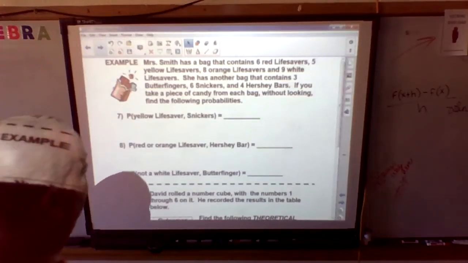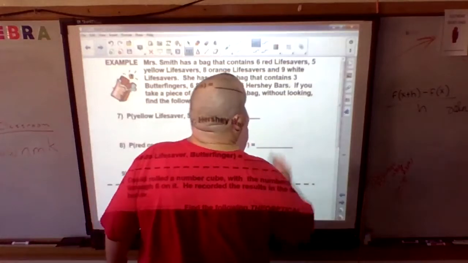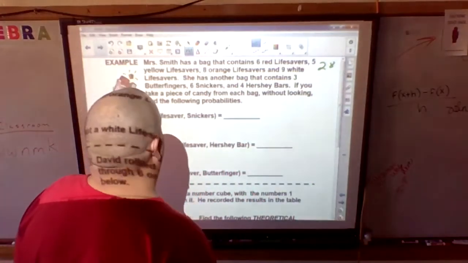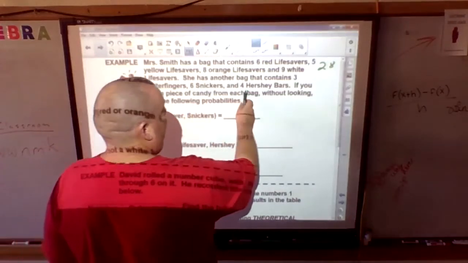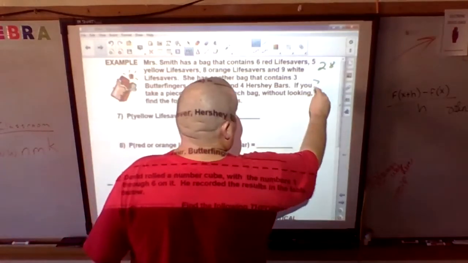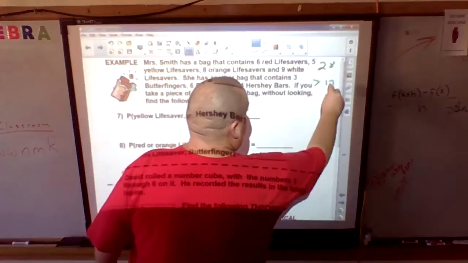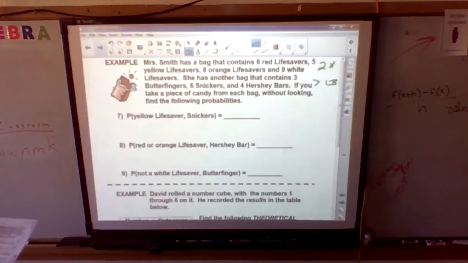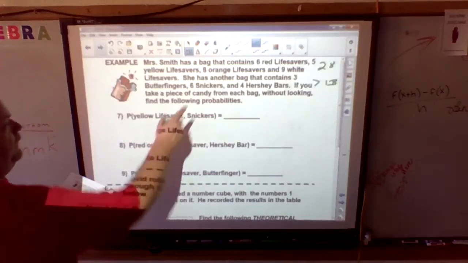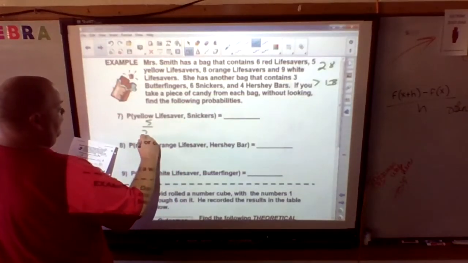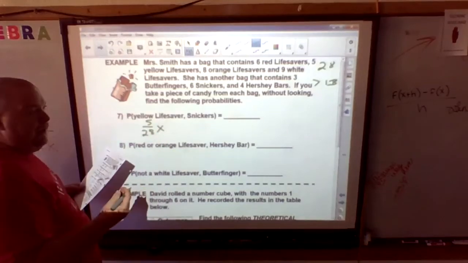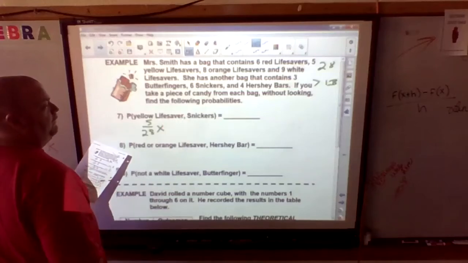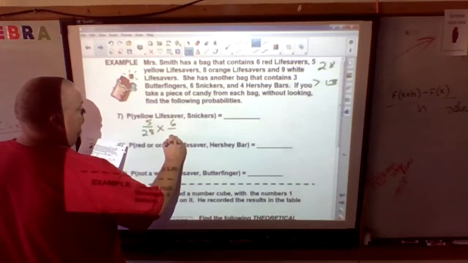There is a total of 28 Lifesavers, based on the data it gives us. There are 3, 6, 9, 13 candy bars. That should help us. So the probability of getting a yellow Lifesaver is 5 over 28. And since we're doing compound probability, which means we're doing more than one event at a time, we have to multiply. The probability of getting a Snickers is 8 over 13.